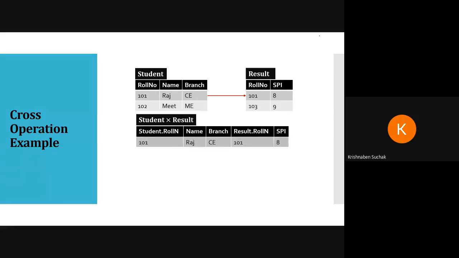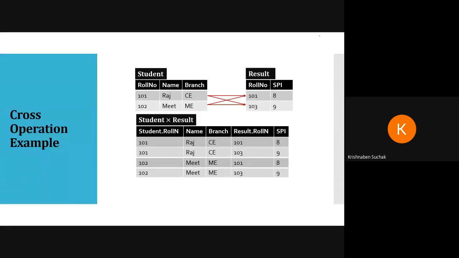Then the student's first row and the result's second row will be displayed. Same 101 Raj CE, but with the second row, that is 103 and 9. Next 102 Meet ME and 101 8. Next 102 Meet ME and 103 9. So this is the cross product.